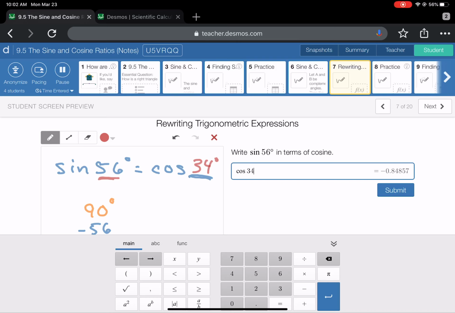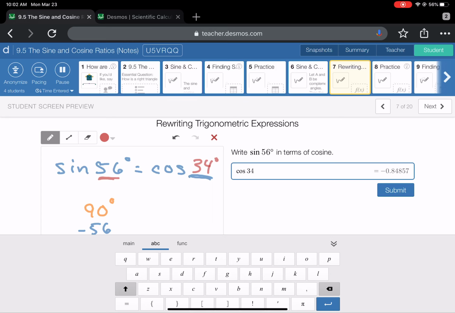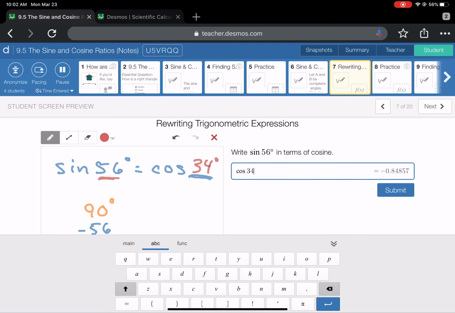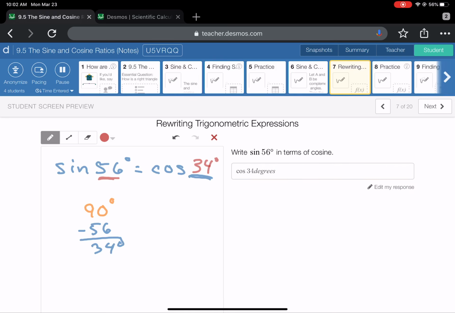Okay, and then check this out. We want to make sure that we don't do this, because this is not the correct value. We want to put this into degrees. Having some technical difficulties controlling this here. All right, point is, we want to make this degrees. Cosine of 34 degrees. Can't put it in right now, but that's how you set that up.